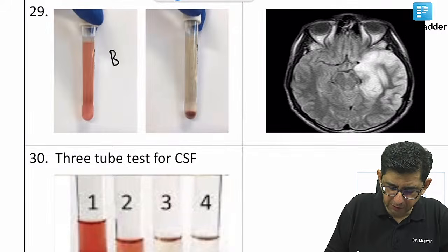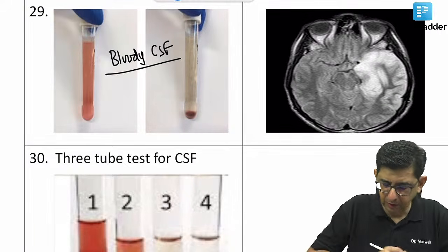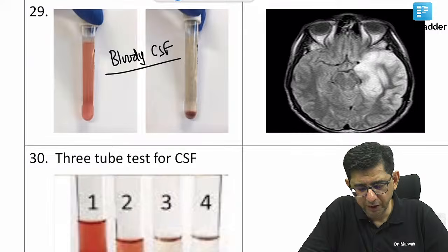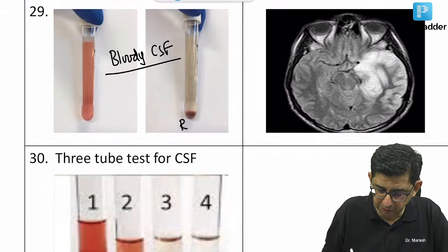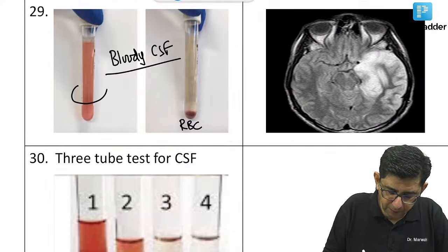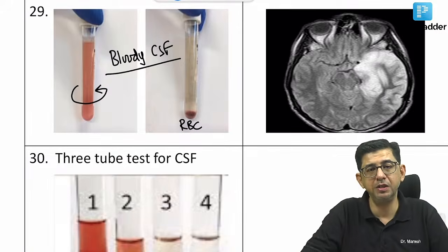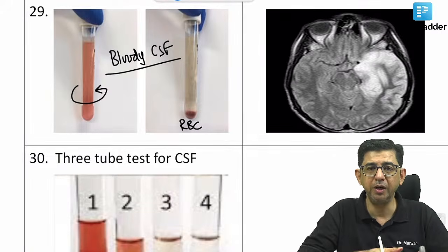In the next case we had was a bloody CSF. You can see bloody CSF. And along with this bloody CSF, when we have done centrifugation of the sample, the RBCs are settling at the bottom as well. So there's a bloody CSF.